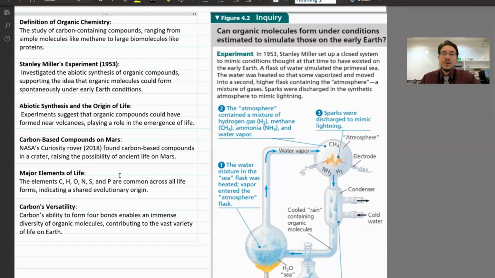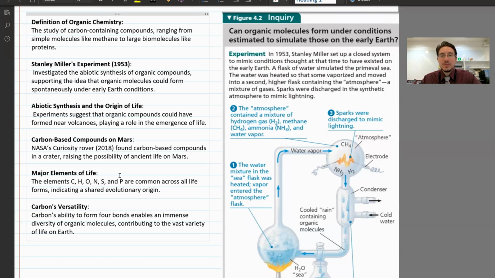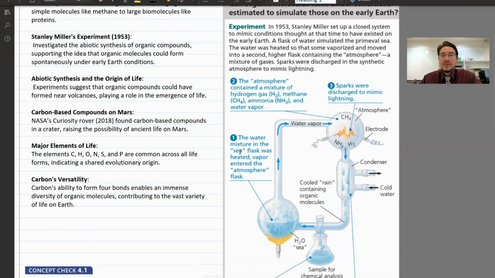And in this inquiry panel here, there's a little description about Stanley Miller. It is important to know why this experiment was so fundamental to the understanding of the origin of organic molecules, right? So in 1953, you have Stanley Miller in a closed system, to mimic the conditions thought of at that time in early Earth. So you have a flask of water simulating a primordial sea.